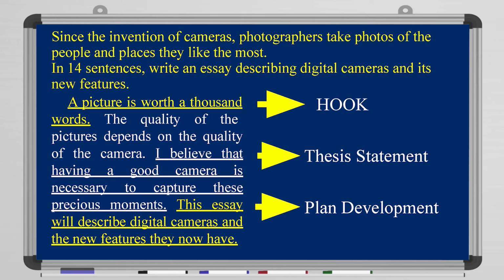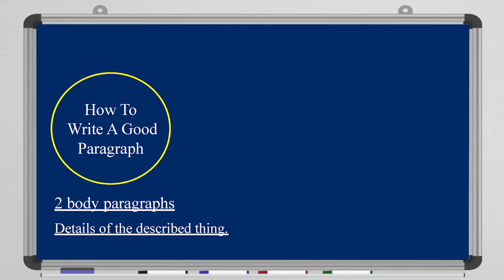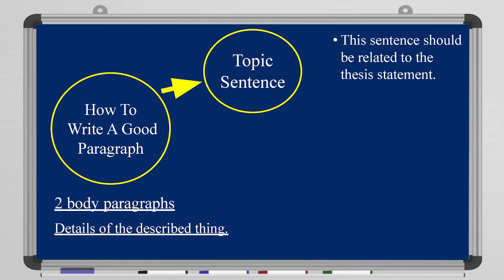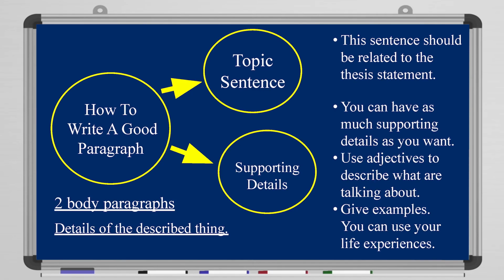This essay will describe digital cameras, first and new features of what they have. Okay? Let's look at the paragraph. How do you write a good paragraph? I need a topic sentence and I need supporting details. That's all I need. Okay?